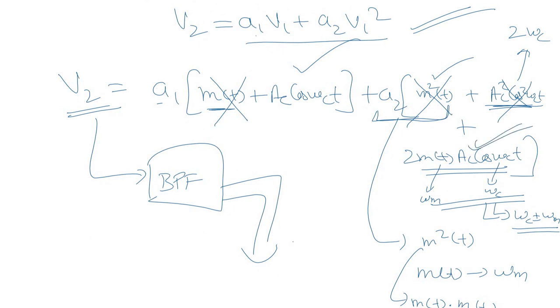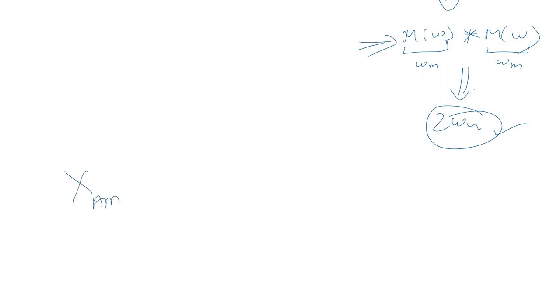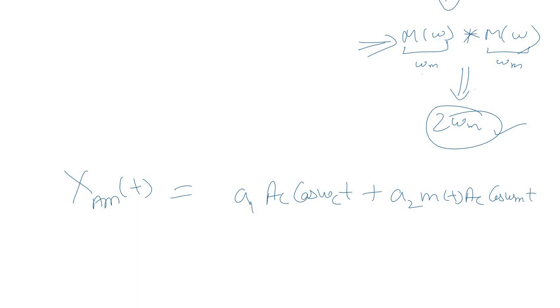Alright. So based upon this analysis, only two components, A1 into AC cos omega CT and A2 into MT into AC cos omega CT, will be passed through the band pass filter and the remaining terms will be eliminated, right? So the resultant, which is supposed to be your conventionally amplitude modulated signal, will consist of A1 into AC cos omega CT plus A2 into MT into AC cos omega CT.